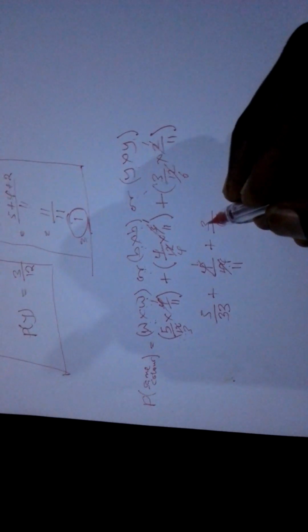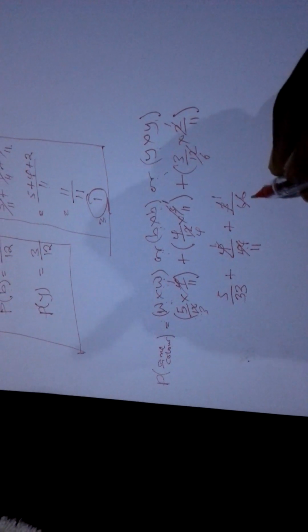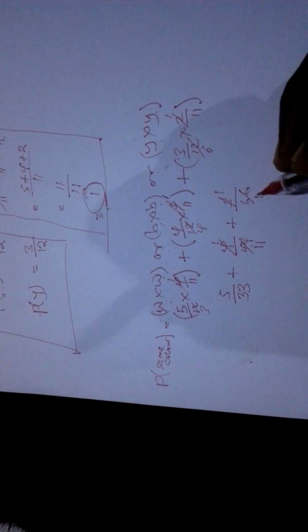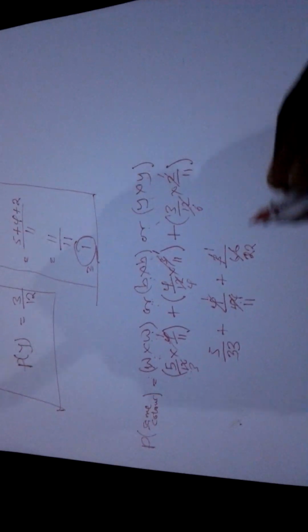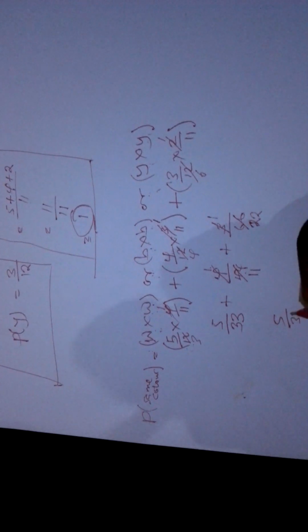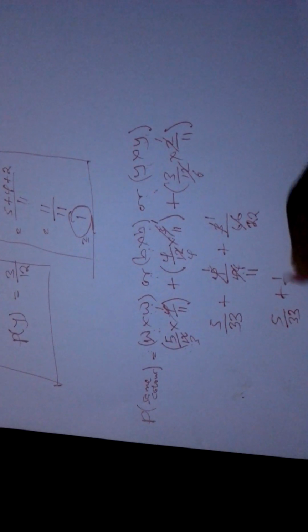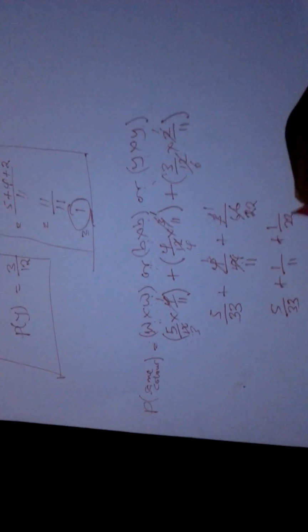So this 4 there is 1, 4 there is 11. And then this 3 also can reduce. This fraction can reduce. I can say 3 there is 1, and 3 there is 22. Now we have the fractions such as 5 over 33 plus 1 over 11 plus 1 over 22.